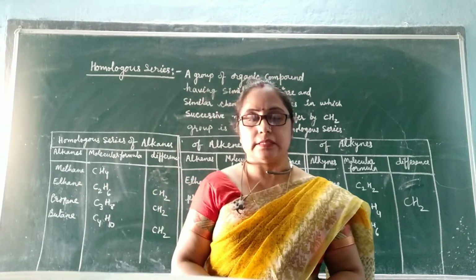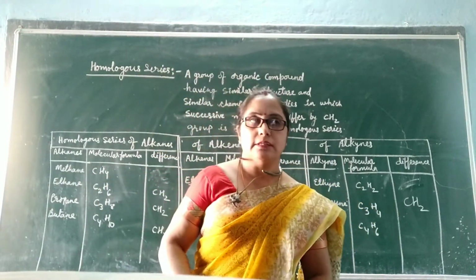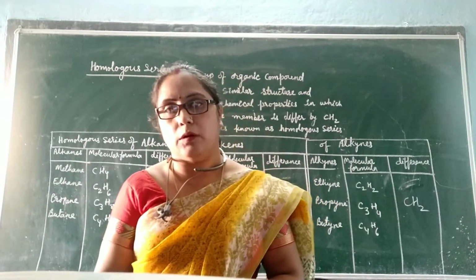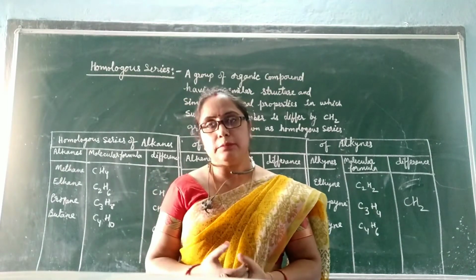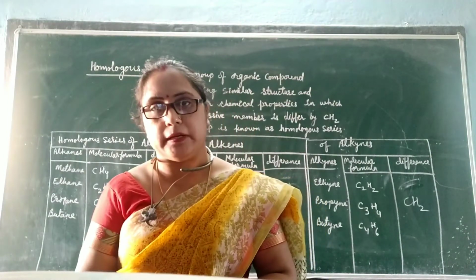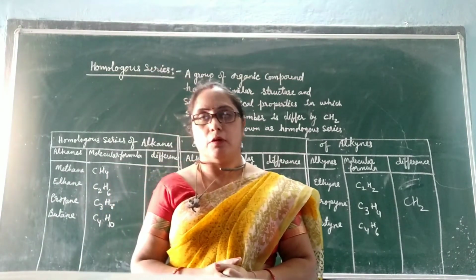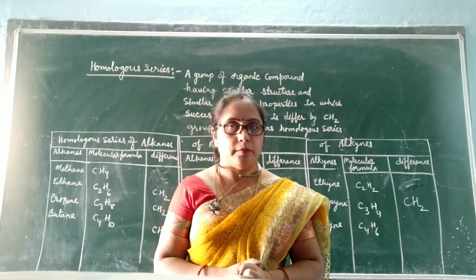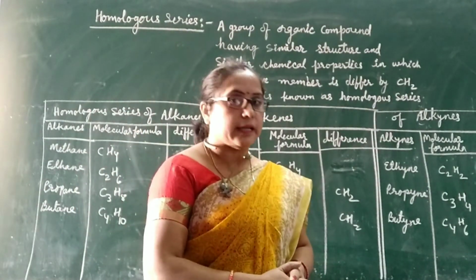Now students, we will discuss the last topic of this chapter, that is homologous series. A homologous series is a group of organic compounds in which the members have the same structure and the same chemical properties, but the successive members differ from each other by a CH2 group. For example, let us talk about the homologous series of alkanes.